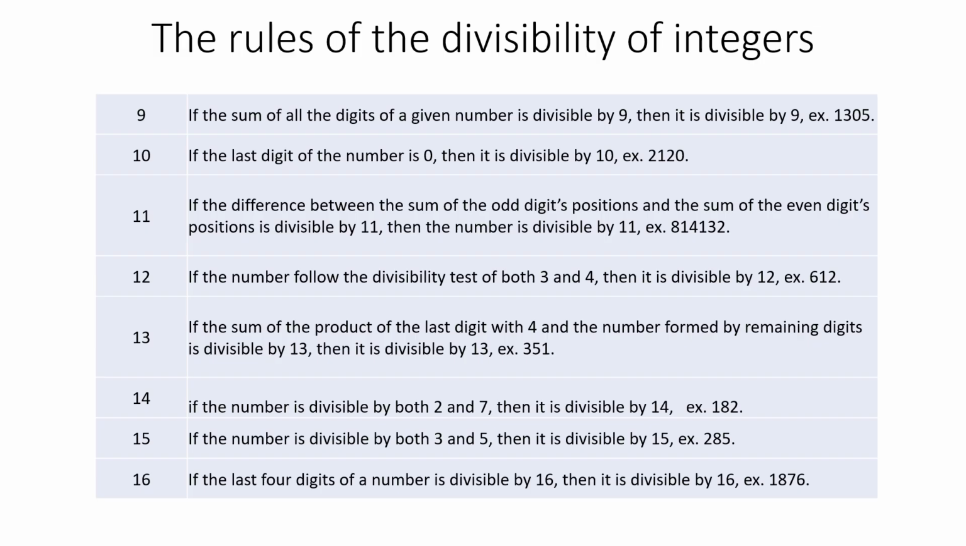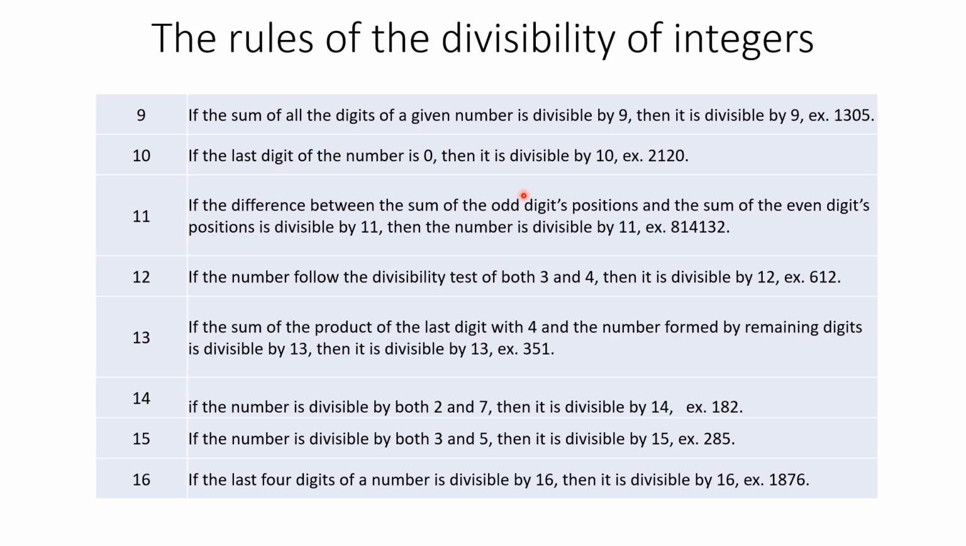For 11, if the difference between the sum of the odd digits positions and the sum of the even digits positions is divisible by 11, then the number is divisible by 11. So the keyword here is positions. It doesn't matter about the number itself, whether it's even or odd, but its order basically.